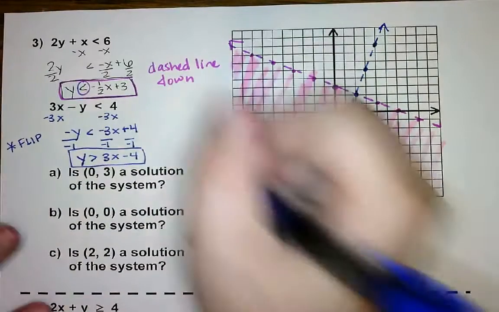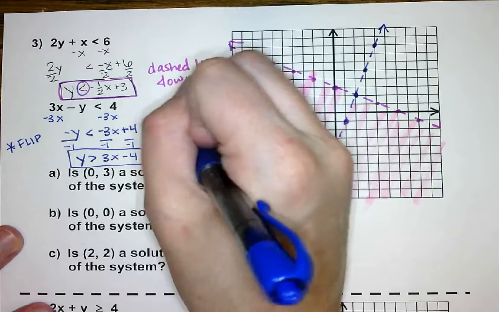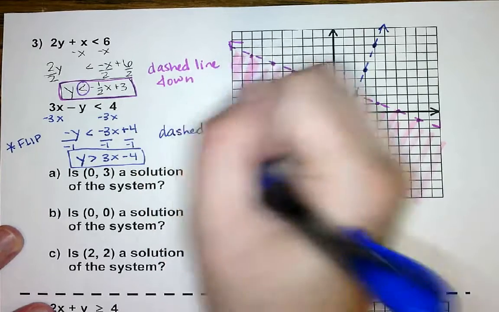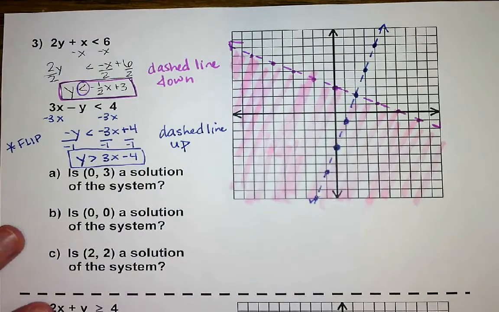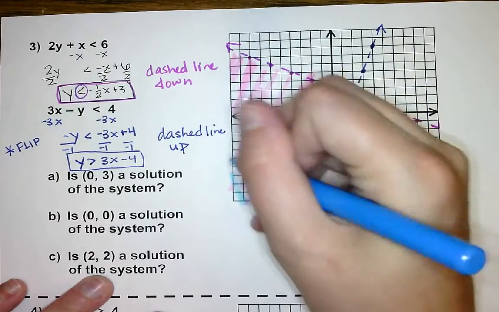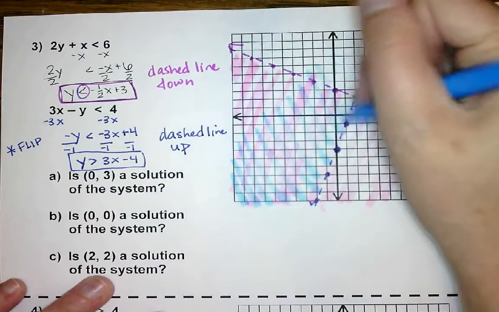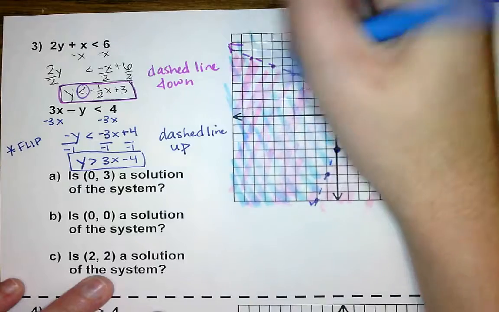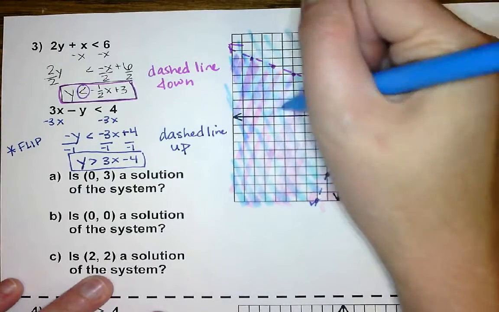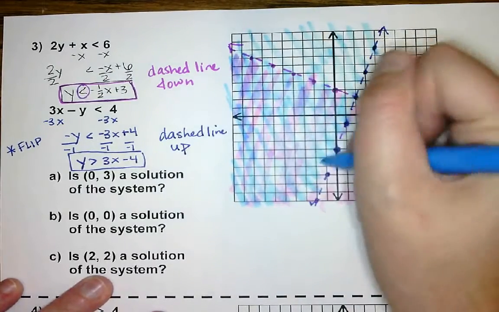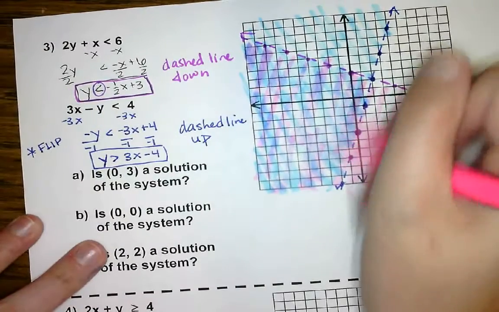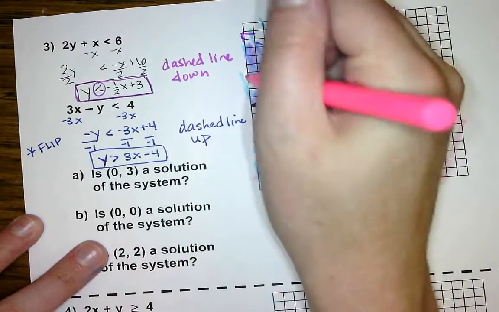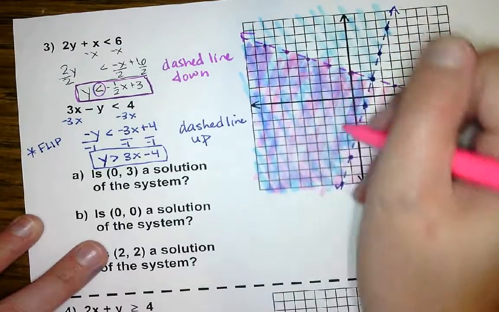And are we going to shade up or down? We are going to shade up, because of that greater than sign there. So that means we will shade above the line. So we will shade up. So this lovely section here is my double shaded area. That's why I like doing blue and pink, because then it kind of makes a pretty little purple there. Do y'all feel good about that?